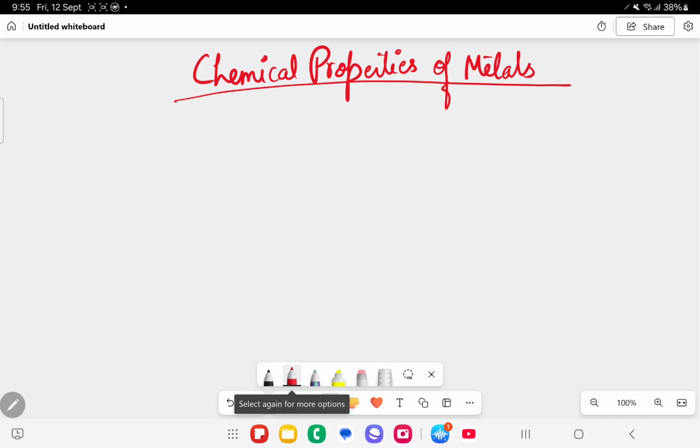Today we are going to learn about the chemical properties of metals and non-metals, one of the most important topics from class 10th. We will cover all reactions with oxygen, water, acids and displacement reactions along with equations and special cases. So let's start. Chemical properties of metals.